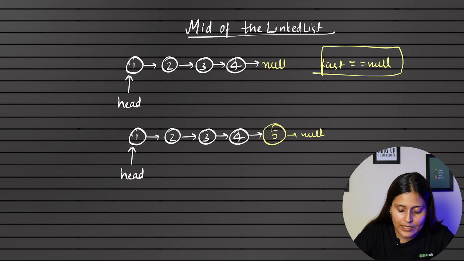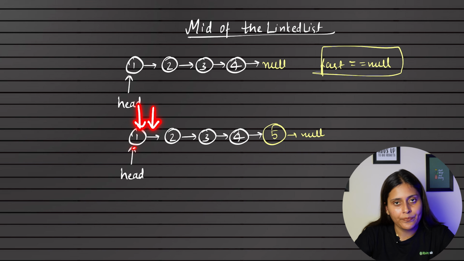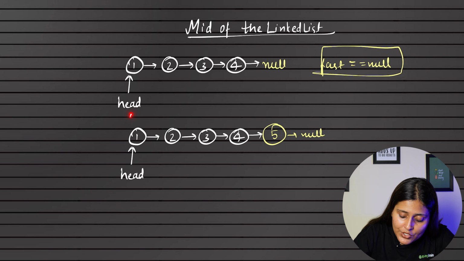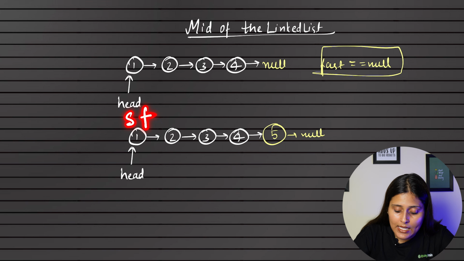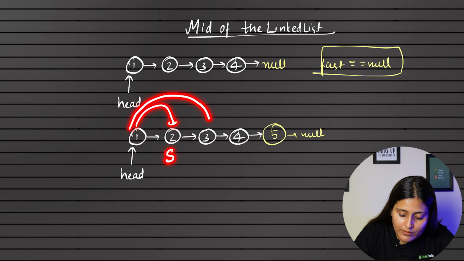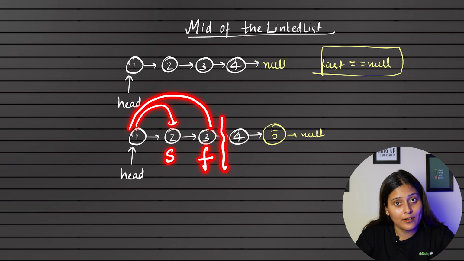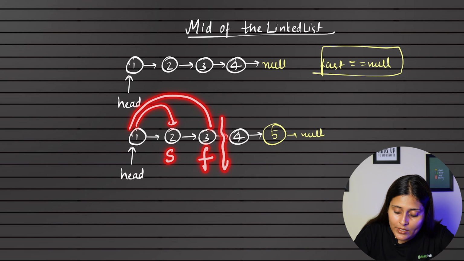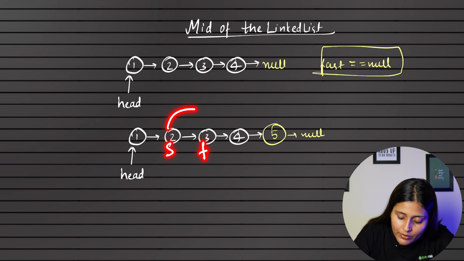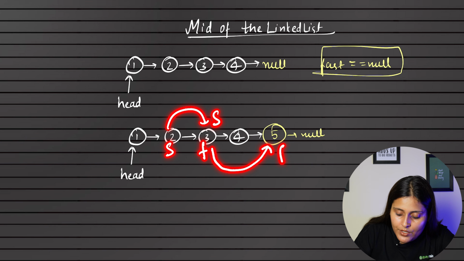Now let's see the odd-length case. Where are fast and slow initially? At head. Now we'll reinitialize our slow and fast in this case. Slow will take 1 jump, it will reach 2, and fast will take 2 jumps, so it will reach 3. Now as of now, you know 2 is a mid, that's where slow is pointing to. Now the next iteration, slow will move 1 jump, and fast will move 2 jumps.